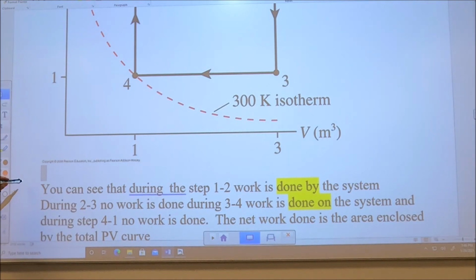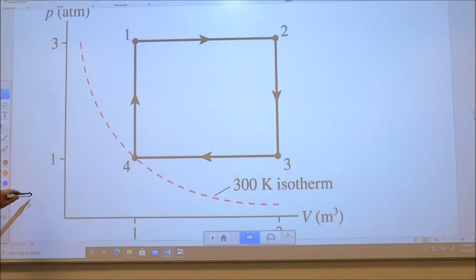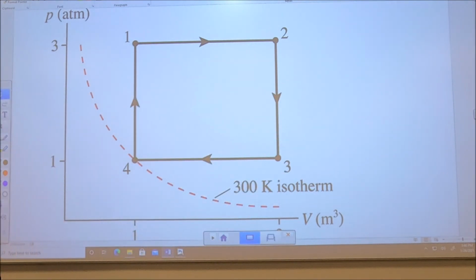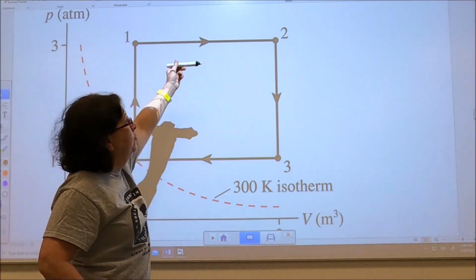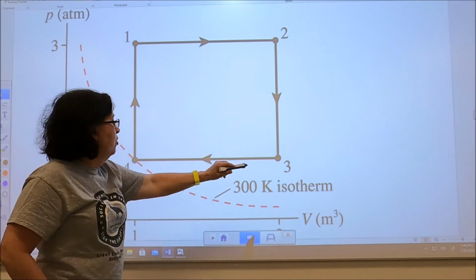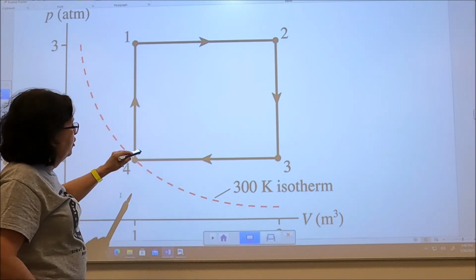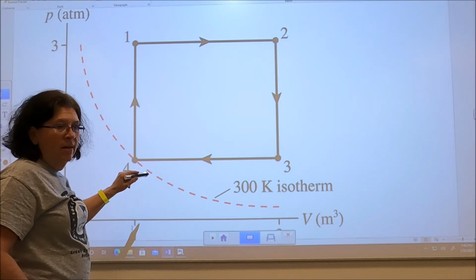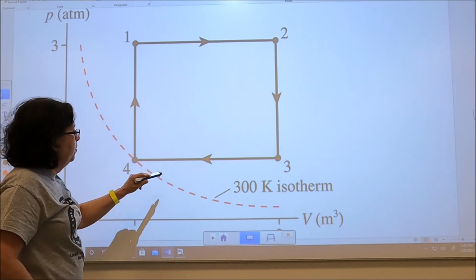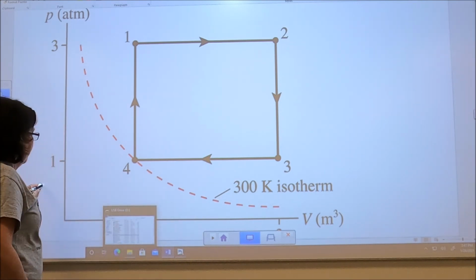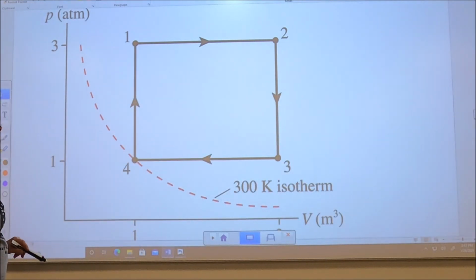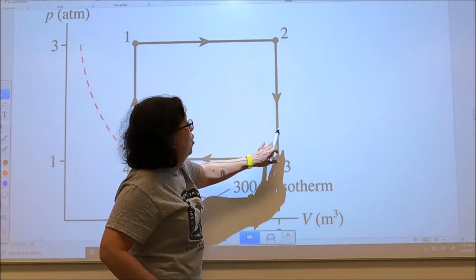Now, if we start looking at this, step 1 to 2, this is an expansion. So that's work done by the system on the surroundings, so that's going to give us a Ws that's positive. 2 to 3, no work done. 3 to 4, we're having a compression. Work is done by the environment on the system to compress it. So this would be a Ws that is negative. Okay? We know no work here, no work here.